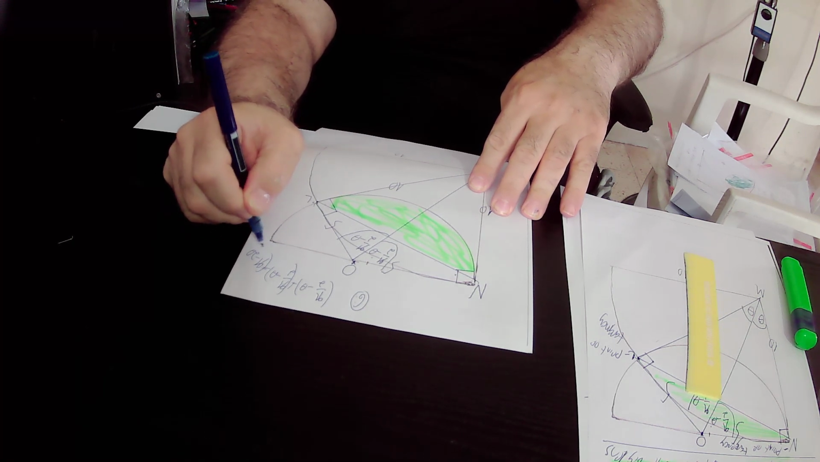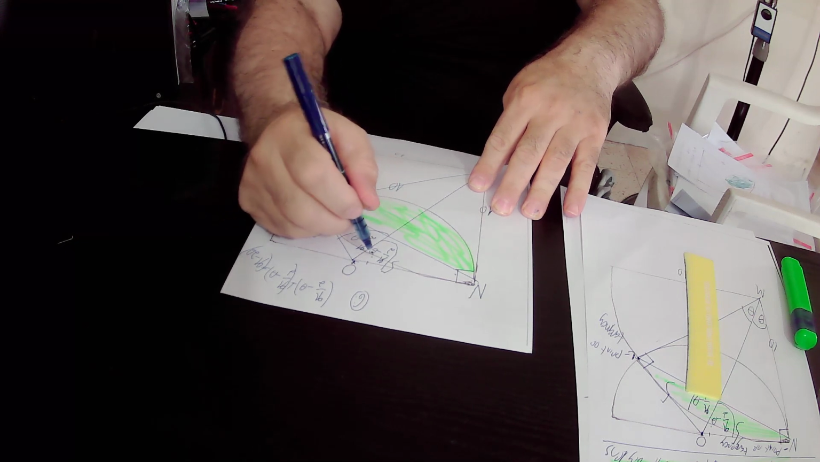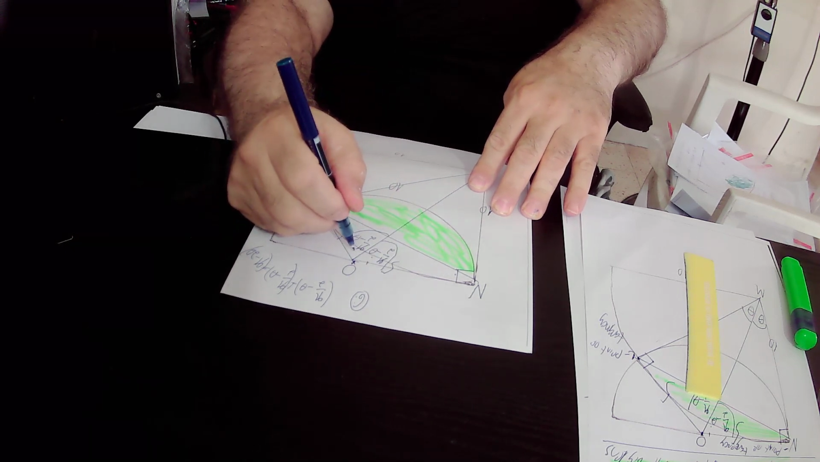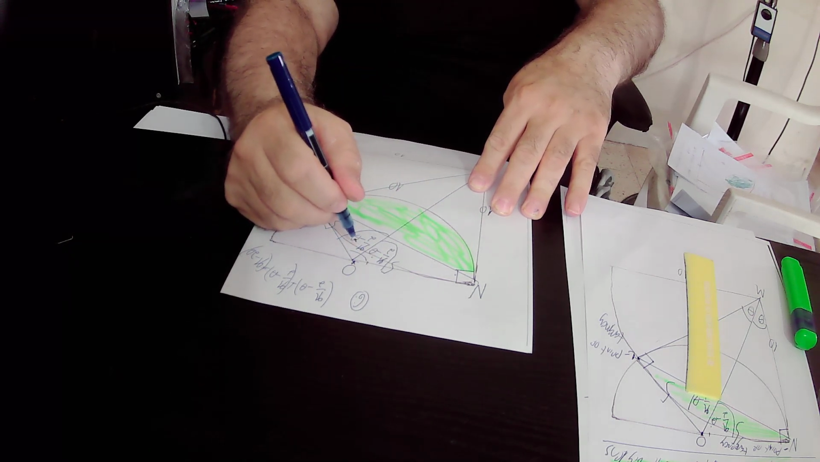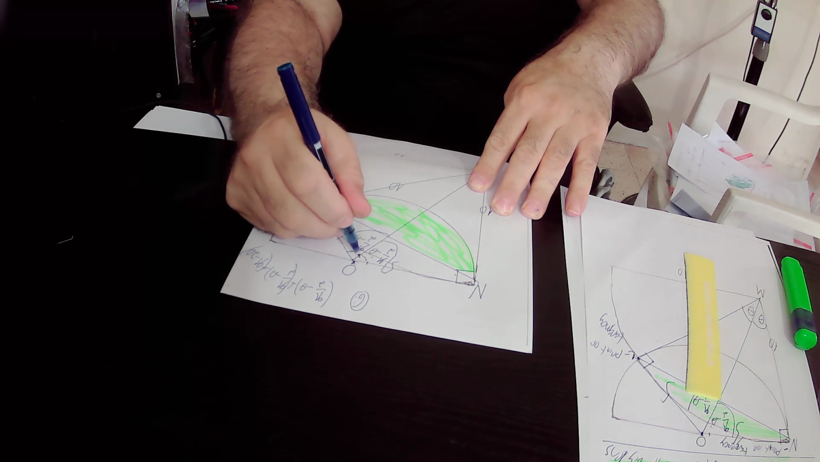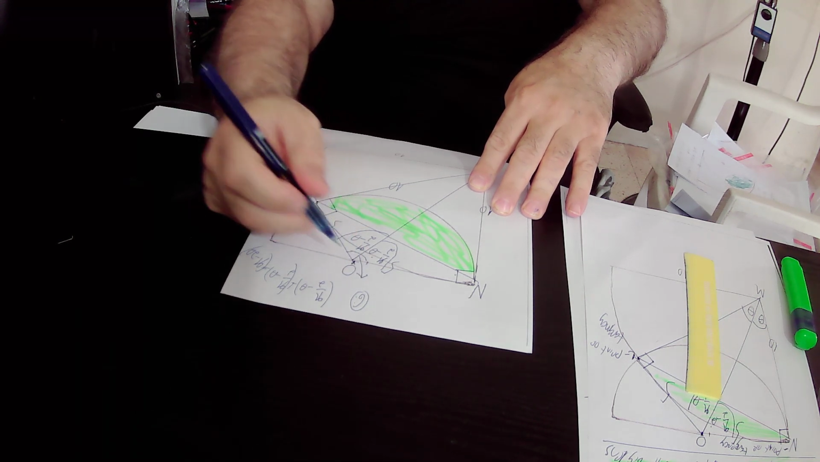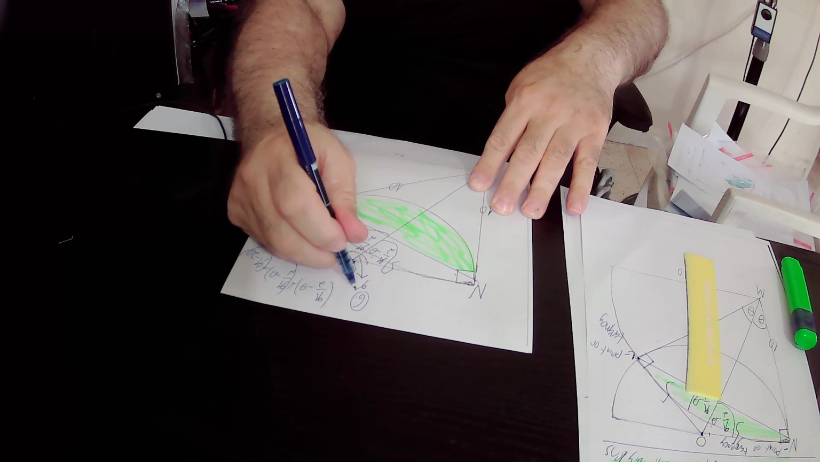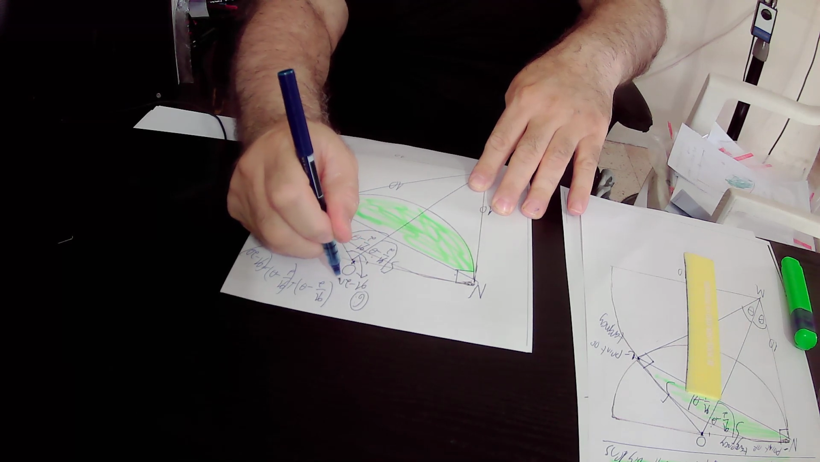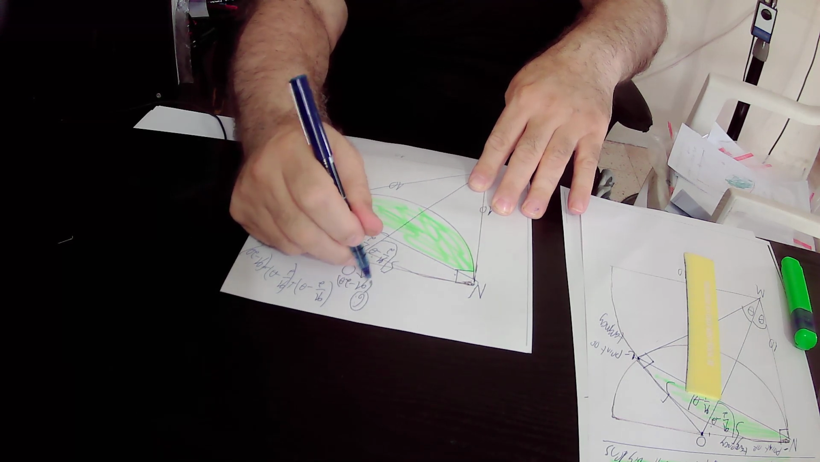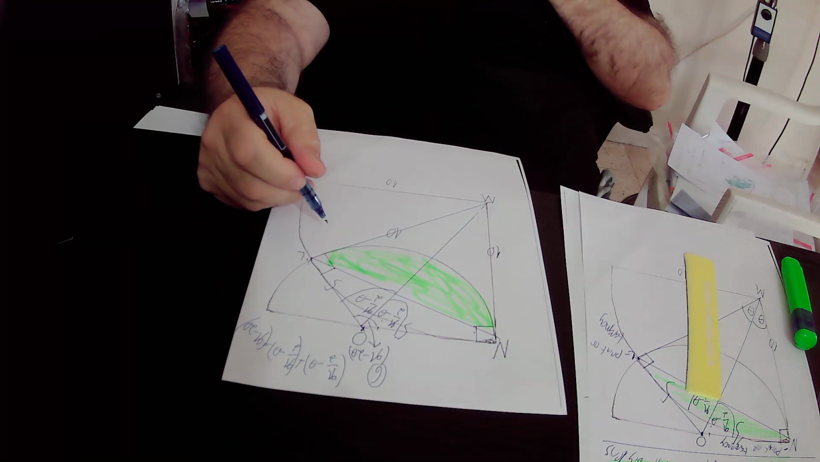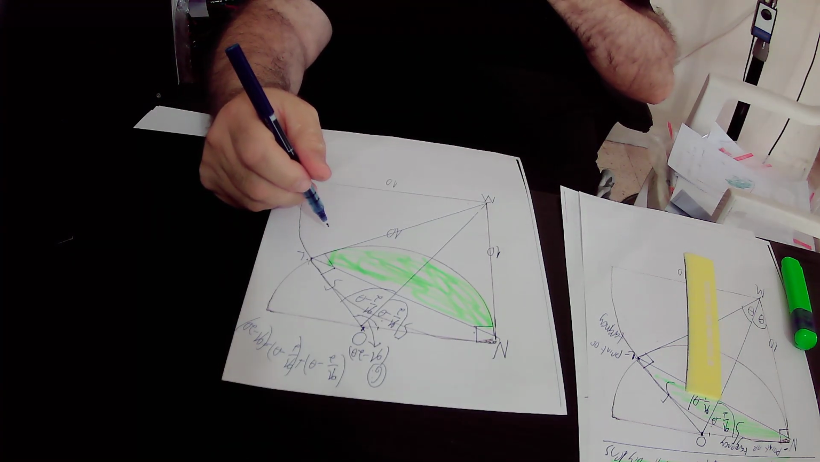So in conclusion, we found out that the size of angle NOL, this angle, is equal to pi minus 2 theta, in terms of radians, of course. Okay.